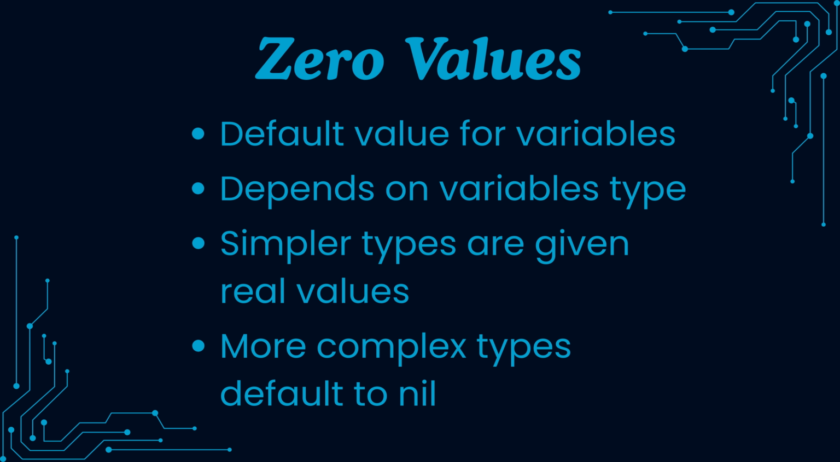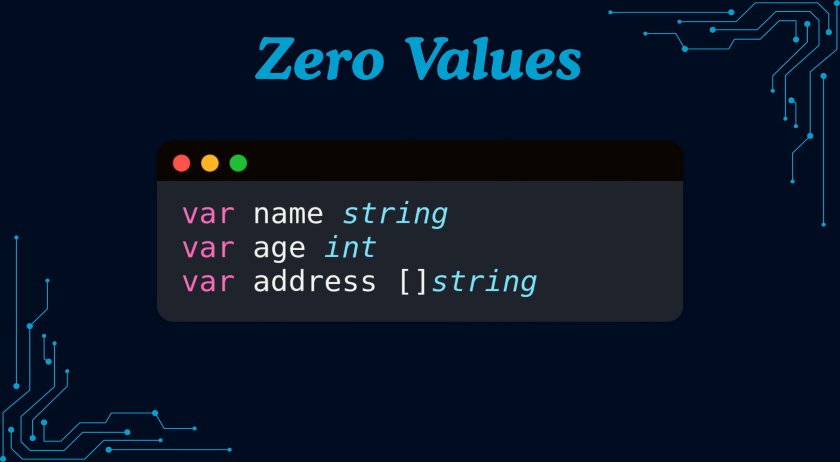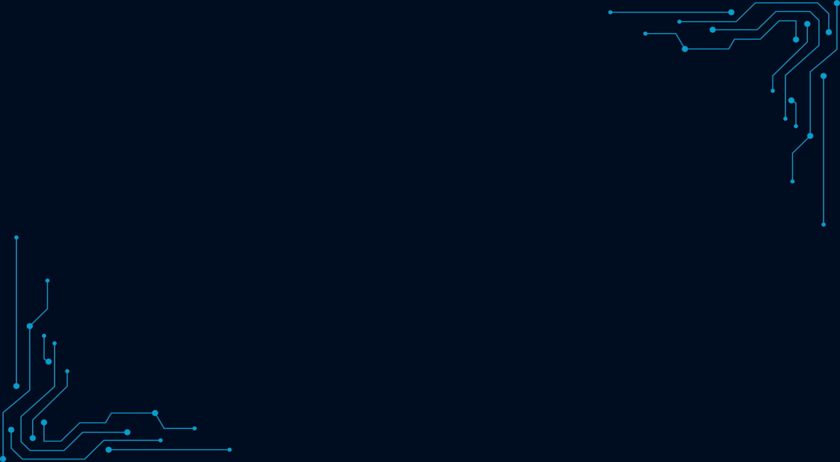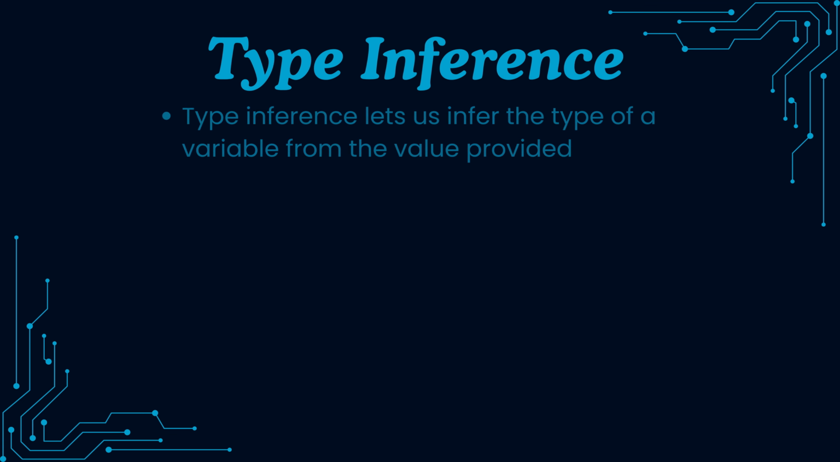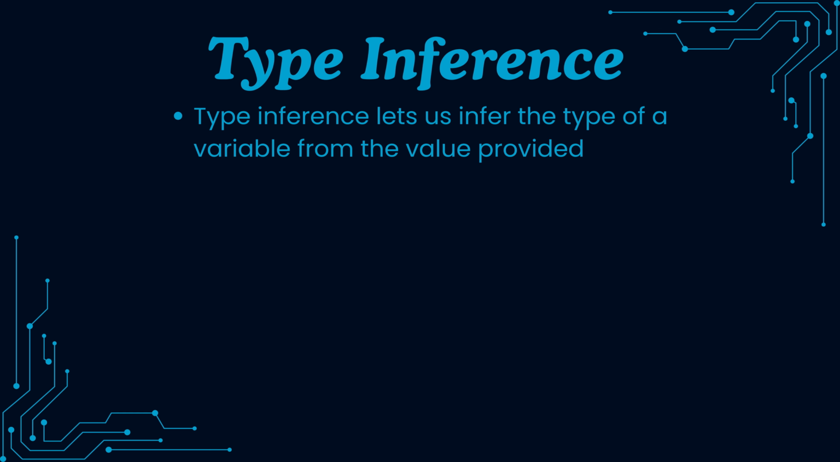default to nil. In this example, we have 3 variables: name, age, and address. Since we haven't given any of the variables values, they will be using their zero values. Name will be set to an empty string, age will be set to 0, and address will be set to nil.